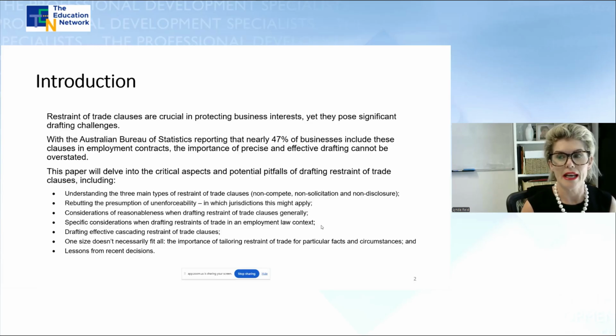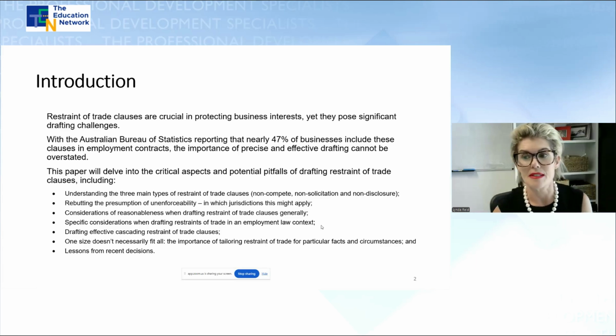And then we're going to have a look at some of the things that play into this concept of reasonableness when we're drafting restraint of trade clauses generally, as well as some of the specific considerations when we're drafting restraints in an employment law context. And that's particularly important when you look at the inequality of bargaining power that very often exists, particularly for junior employees or people who might be on an award, people who are just starting their career, and the inequality of bargaining power that might arise in those types of situations.